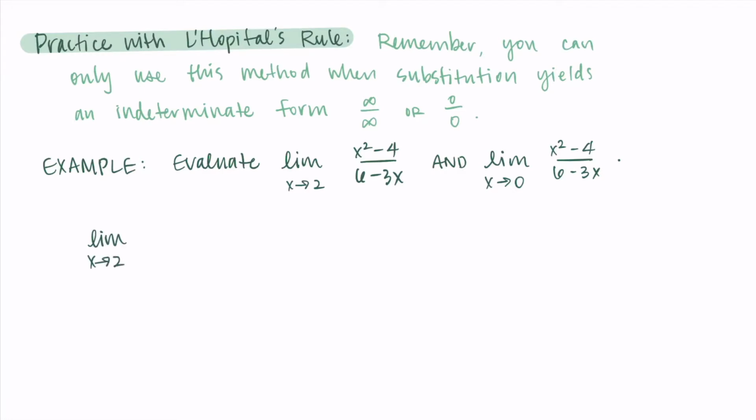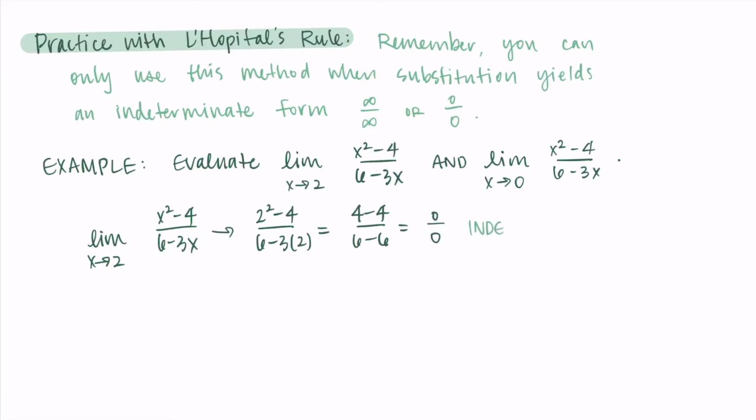If I substitute in 2 for the first example, I'm getting 2 squared minus 4 over 6 minus 3 times 2. So I'm getting 4 minus 4 over 6 minus 6. Then this is 0 over 0. So I do have an indeterminate form here, I have 0 over 0. I'm not getting a solution right away to the limit using substitution, so I'm going to need to use our other method, and that method is L'Hopital's rule.